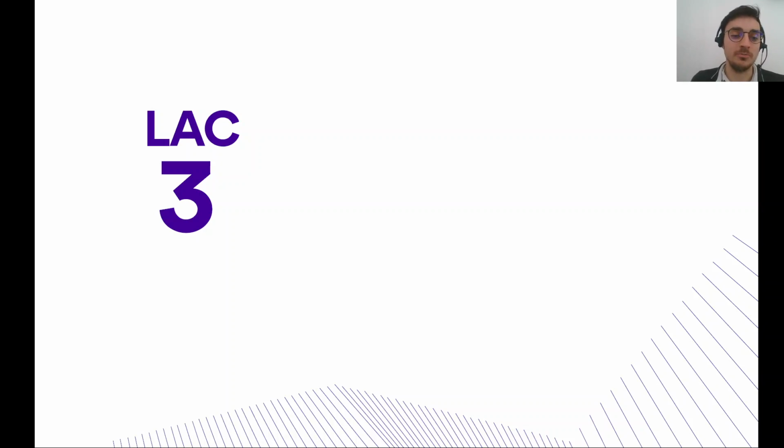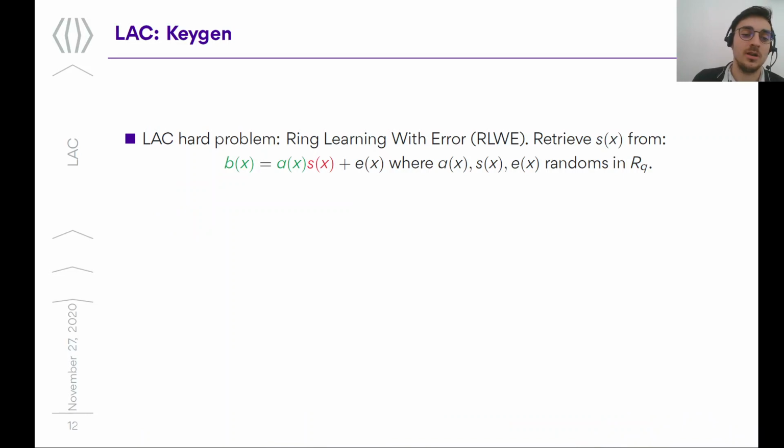So now I will present briefly LAC algorithms. LAC is based on the hard problem Ring Learning With Errors. Let B equal A times S plus E, where A, S, and E are random polynomials in RQ. With the knowledge of B and A, it's hard to retrieve S.